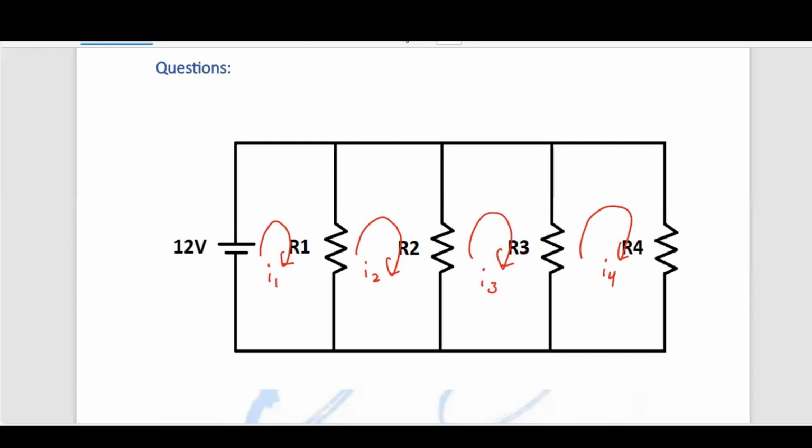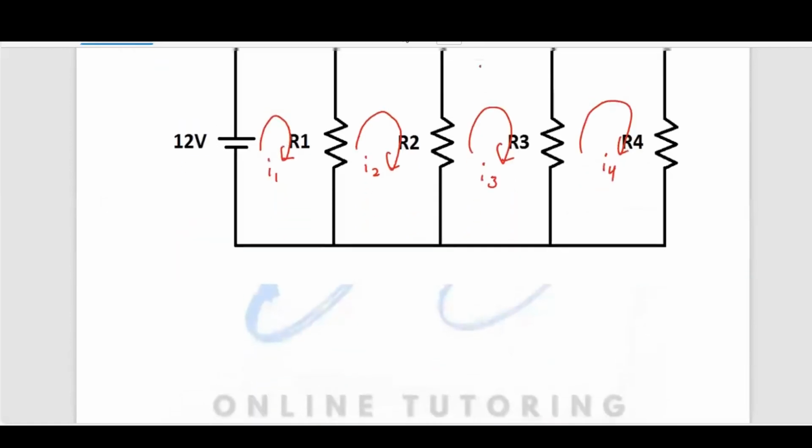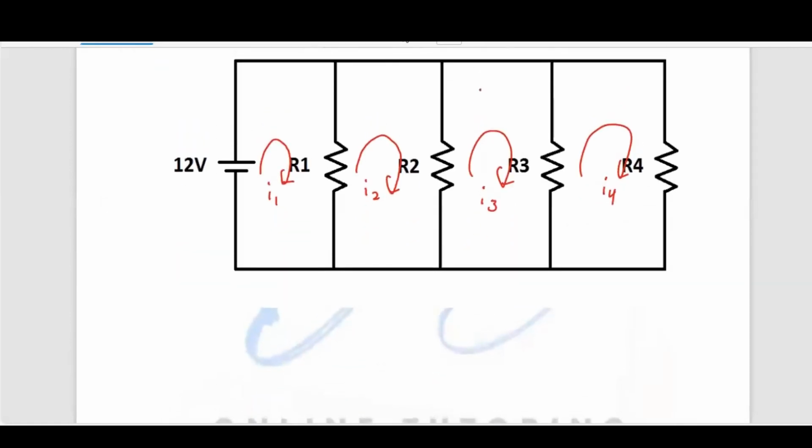Nice. So we need to write the equations for each of them. I'm just scrolling down so I get more space. Let's write the loop equation for I1. We go clockwise. It doesn't matter where I start. If I start from here and go up, come back around here, come down, and go back, that's the loop for I1, right?